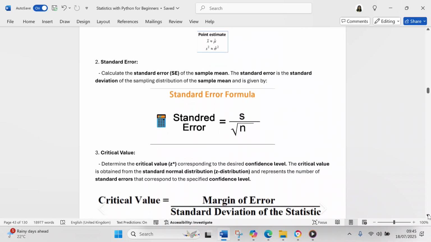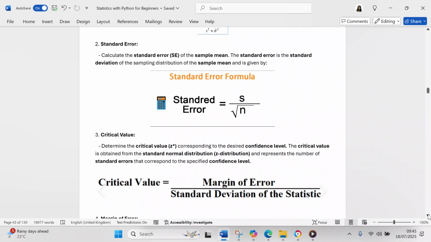And then we calculate your standard error. Your standard error is also called a standard deviation. Calculate the standard error of the sample mean. The standard error is the standard deviation of the sampling distribution of the sample mean and is given by standard error equals standard deviation divided by the square root of n.